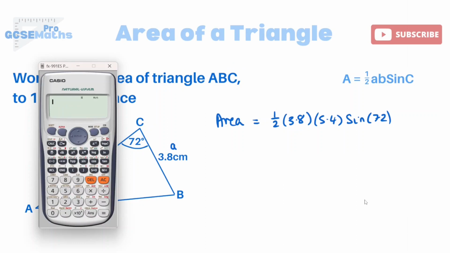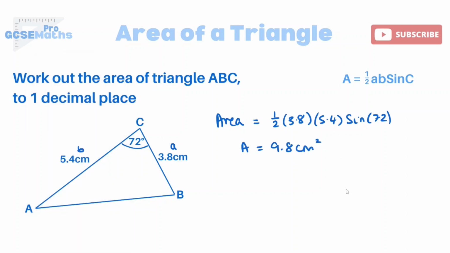Now, you obviously will need a calculator for this one, but particularly your scientific calculator. Do not try and use your phone calculator because that will be a nightmare. So half, you can put it as 0.5 as well if you want, times 3.8 times 5.4 times sine of the angle 72, close the bracket, and there we go. We don't need to do anything, that is literally just the answer. So it said 1 decimal place, we've got 9.8, in this case centimetres squared.